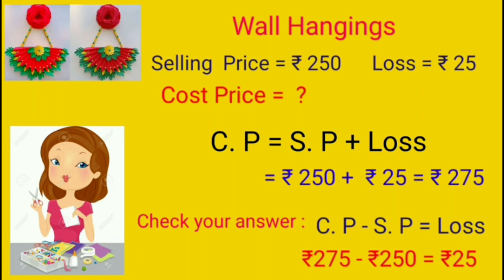As we already know, Suhana sold a pair of wall hangings at a loss of 25 rupees. It means our answer is correct. In this way, you can check your answer, children.